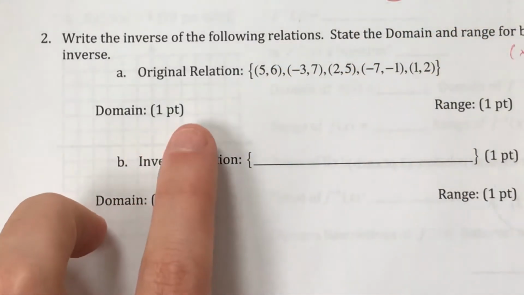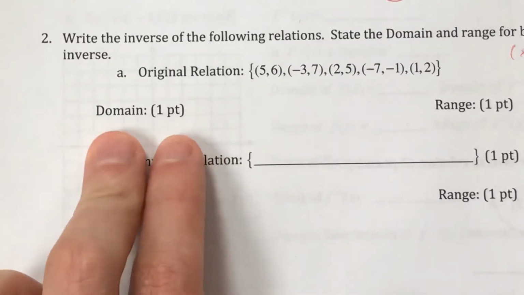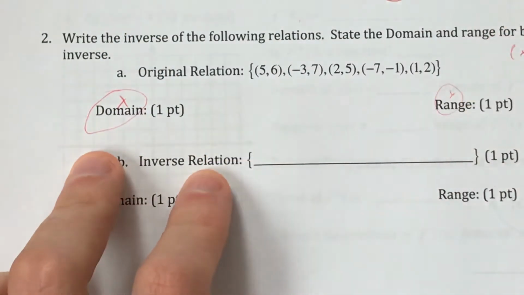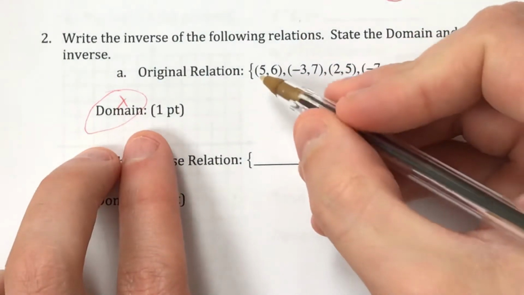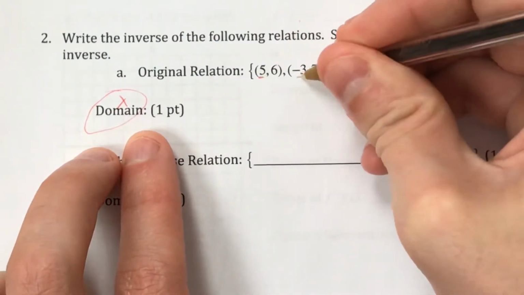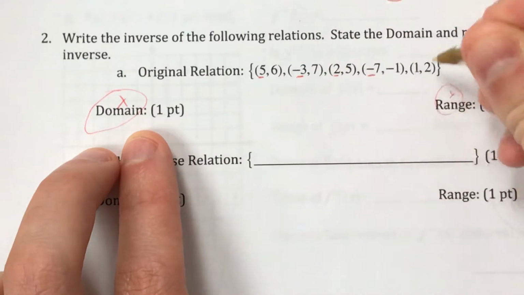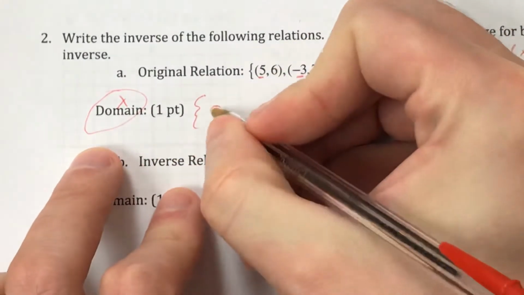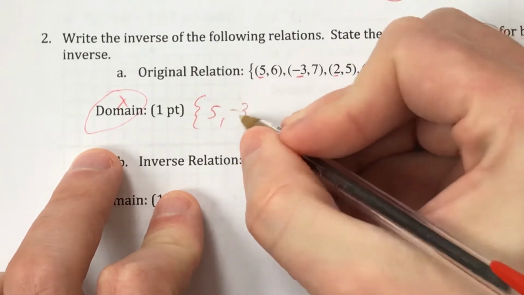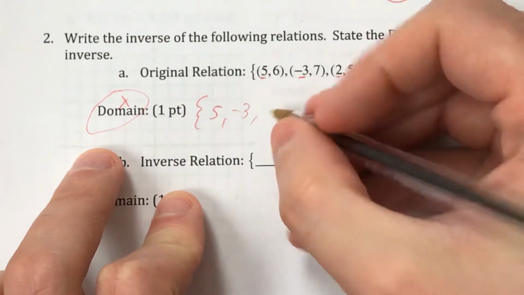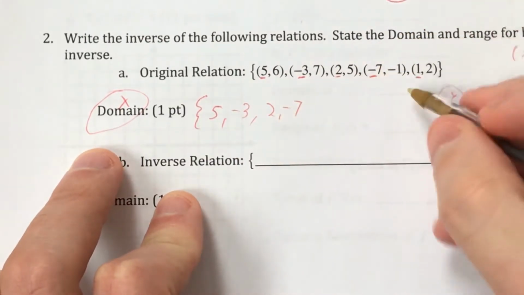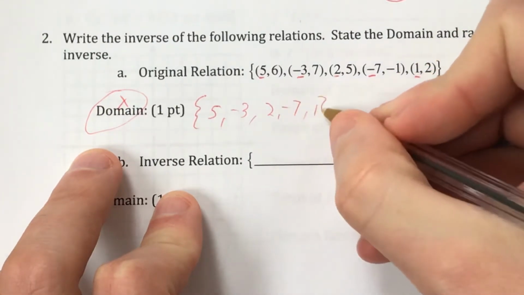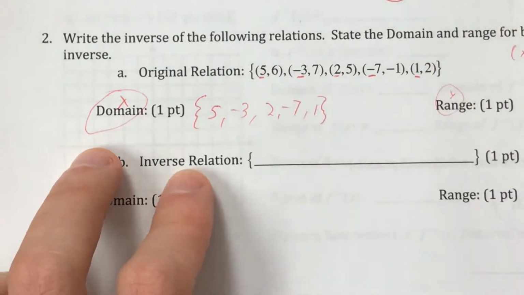So it looks like the domain, I guess we'll start with that then. The domain is the x values and range is the y values. So if you go through this, all of the x values are listed first. So those things I just underlined are the domain. So I'm just going to write them out. 5, negative 3, 2, negative 7, and 1. That's going to be the domain.